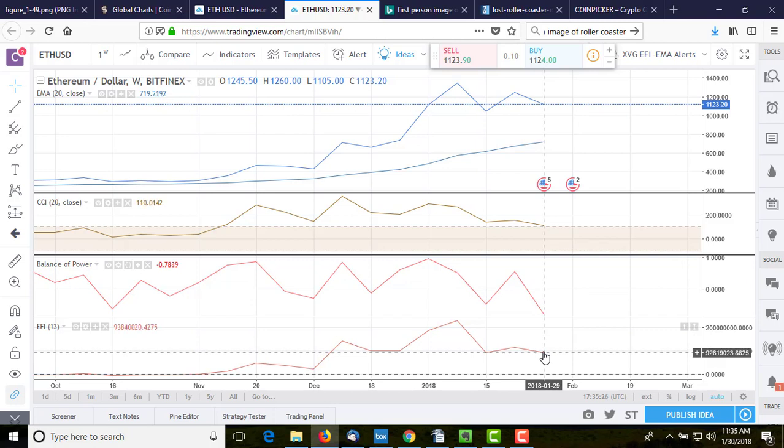Buyers are still in control, so it could have some upward potential. But none of these really indicate massive moves. This doesn't indicate a massive move to the downside. This indicates that there's still some room to the upside. This does indicate that sellers are somewhat exhausted at this point.